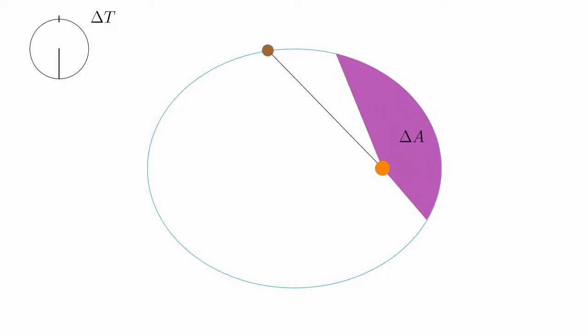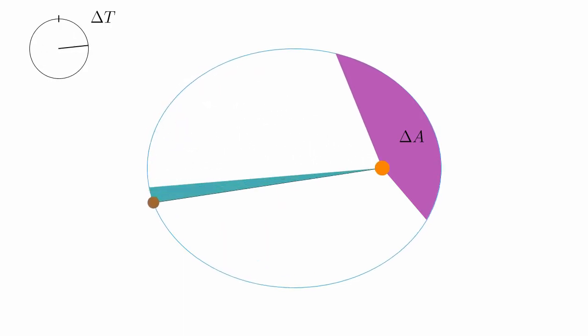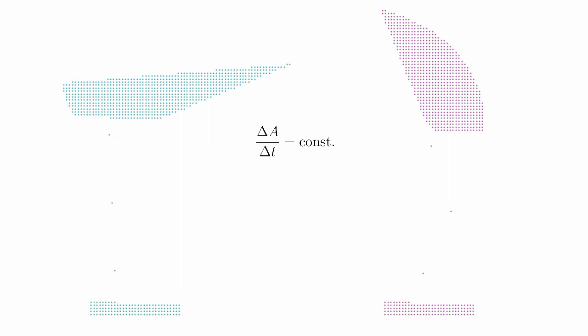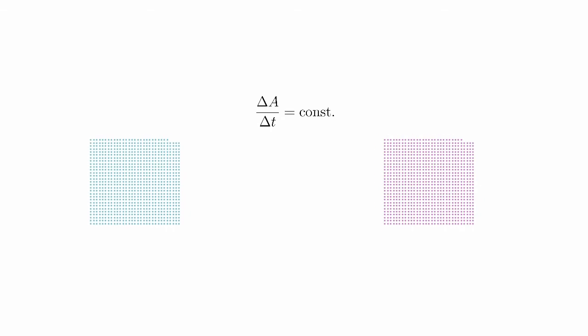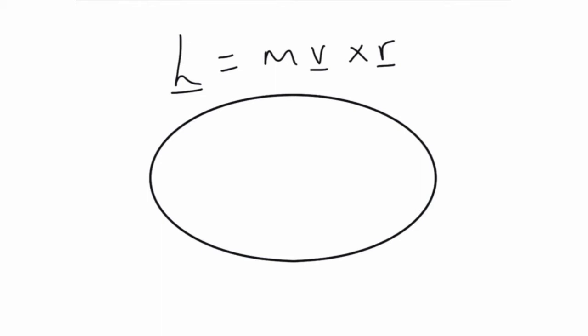Let's look at Kepler's second law. The law of area states that the line that connects a planet to the Sun sweeps out equal areas at a constant rate. The angular momentum L of an object, for example a planet, orbiting a star is L equals m v cross r, where m is the mass of the planet, v is the velocity of the planet, and r is a vector pointing from the star to the planet.